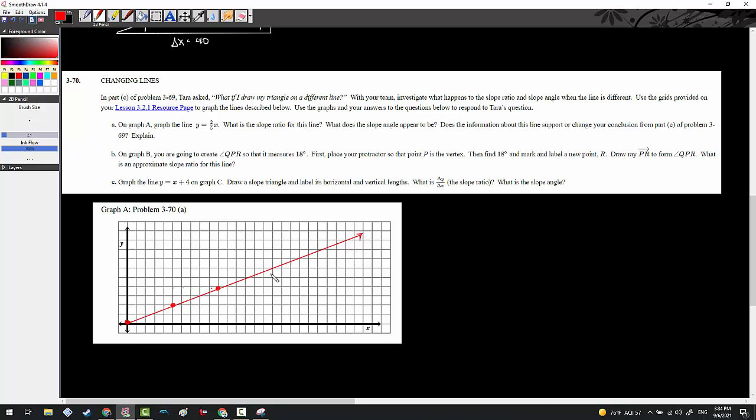And so what does the slope angle appear to be? At this point, you're supposed to collect protractors and measure. What you'll find is this thing ends up being about 22 degrees, which should hopefully make a little bit of sense, right? Because your original slope was 1/5 x. With your slope being 2/5 x, double the rise but the same run, you should end up with an angle that's double the measure. And so, yeah, that seems to support the conclusion, okay, of 3-69.